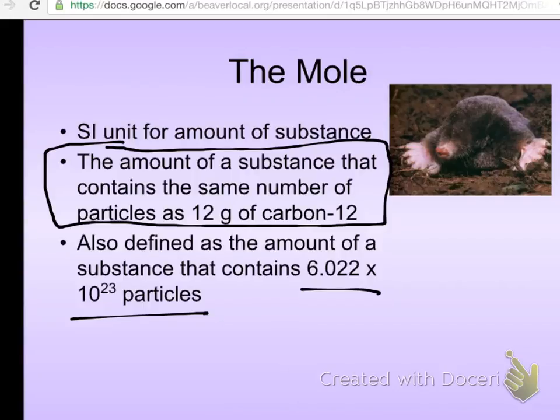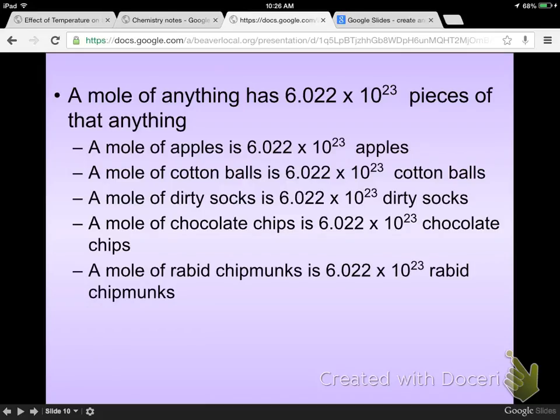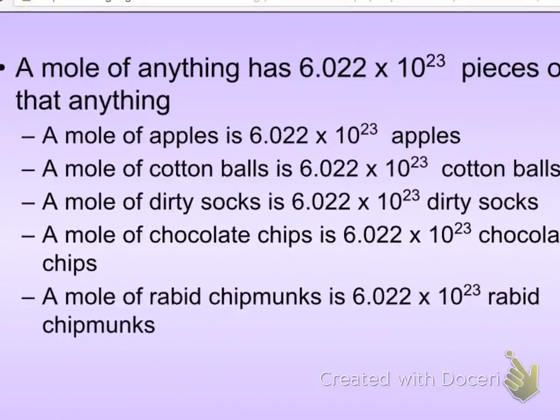Okay? So a dozen is 12. A mole is 6.022 times 10 to the 23rd. A ream is 500. Did you all know that? For paper, a ream of paper is 500 sheets. A dozen donuts is 12 donuts. And a mole of anything is 6.022 times 10 to the 23rd. Anything, any single thing that you can come up with, a mole of it is 6.022 times 10 to the 23rd. That seems really obvious, but it's not.